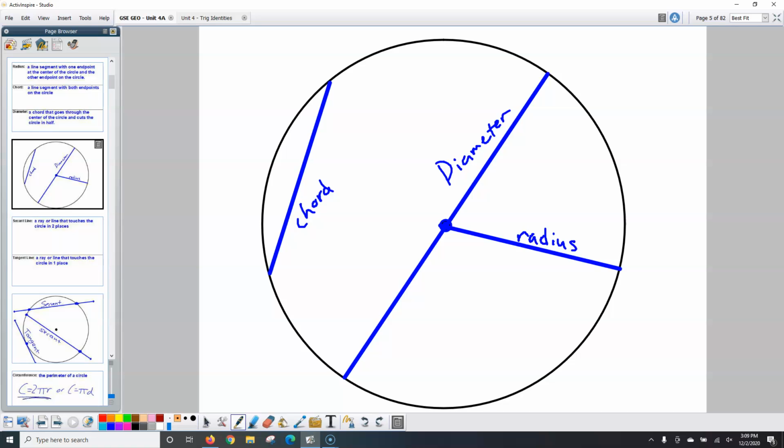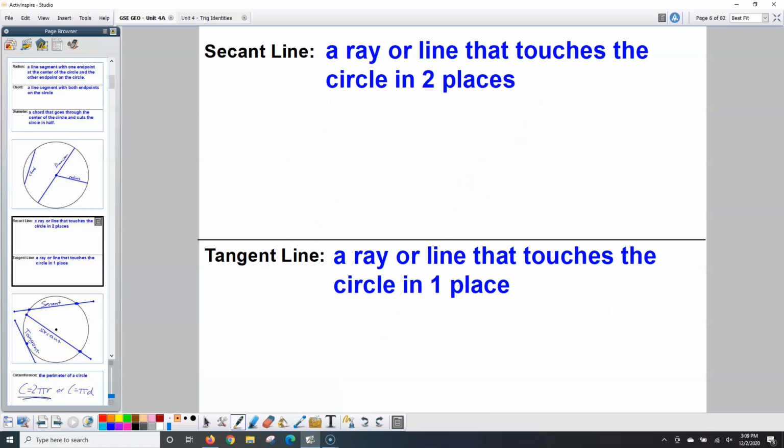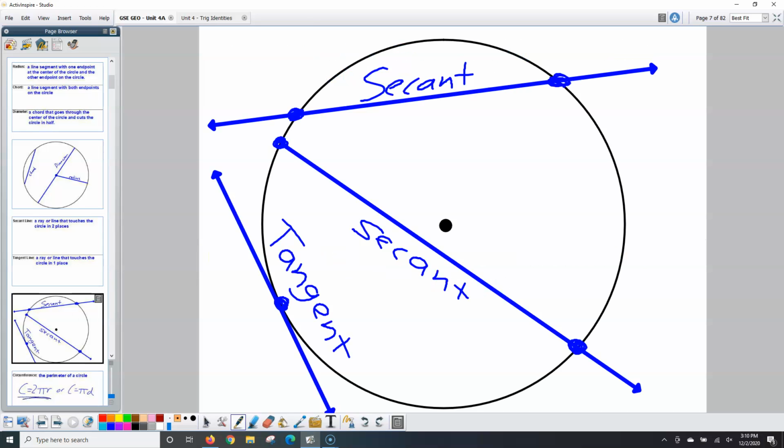Diameter is a chord that goes through the center of the circle, and radius is a line segment with one endpoint at the center and one endpoint on the circle. Secant line is a ray or line that touches the circle in two places, and a tangent line is a ray or line that touches the circle in one place. So here are your pictures for that. I gave you a secant that's a ray and a secant that's a line, and then I gave you a tangent line right there. So notice the tangent line touches it one time. Secant lines touch it twice.